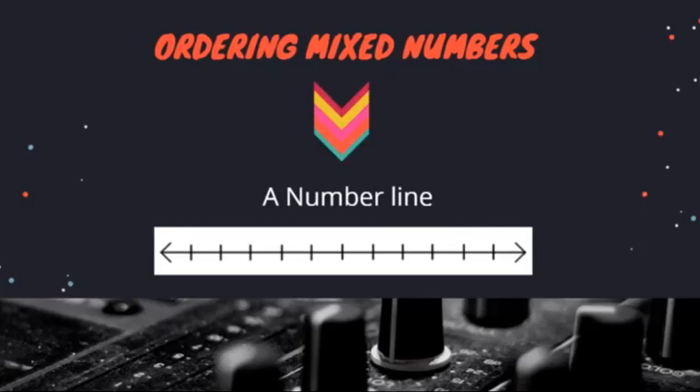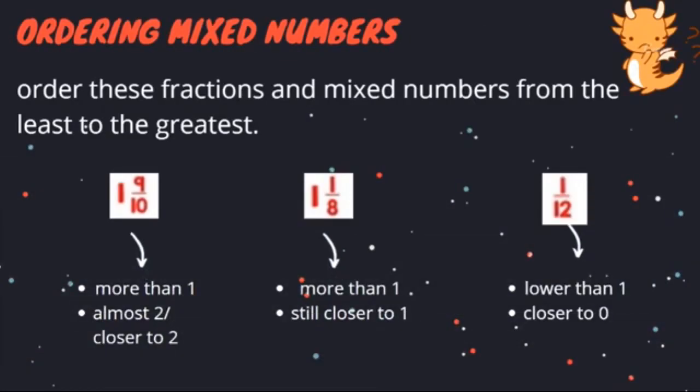In arranging the order of mixed numbers, we can use a number line. We will just put the fractions and the mixed numbers on the number line. Should we draw a complete number line, then write the mixed numbers onto it? No, just estimate their positions in the number line by saying the whole number in the mixed numbers that we want to order. Let me show you. Example, we want to arrange the order of 1 9/10, 1 1/8, and 1/12 from the least to the greatest.